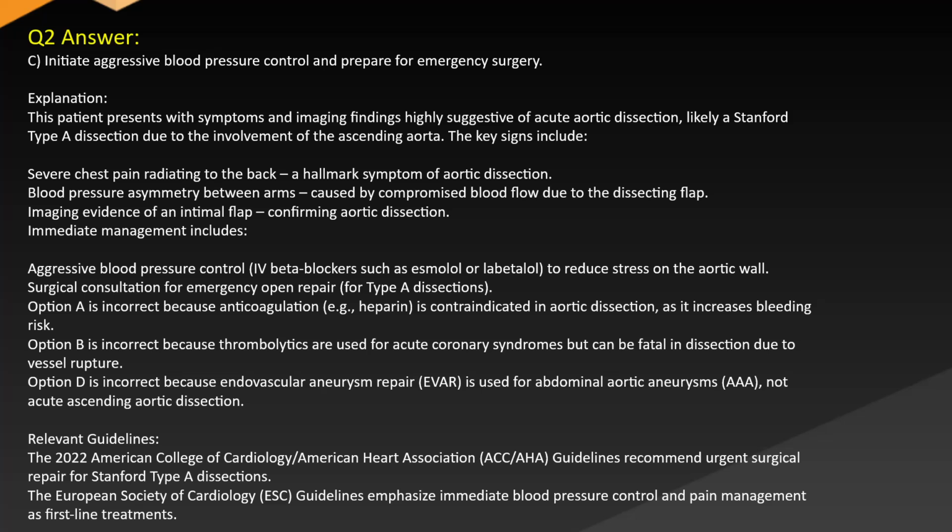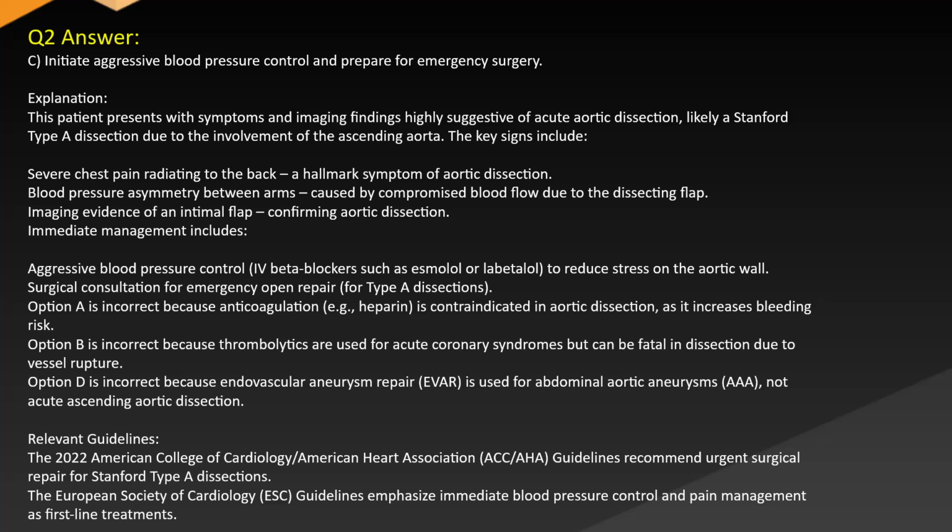Answer: C. Initiate aggressive blood pressure control and prepare for emergency surgery. Explanation: this patient presents with symptoms and imaging findings highly suggestive of acute aortic dissection, likely a Stanford type A dissection due to the involvement of the ascending aorta.